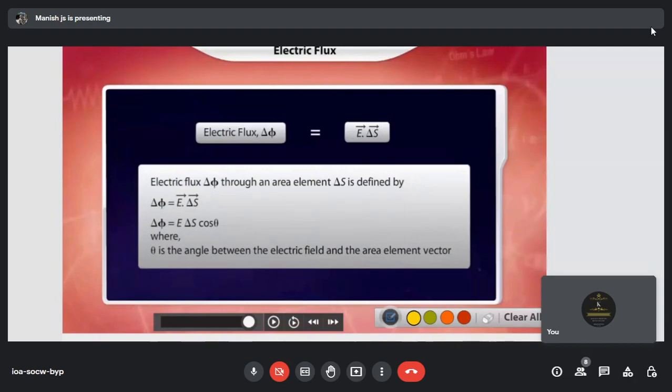So here the electric flux is given by the area element. So we can express this as the dot product of electric field intensity, the electric field vector, and the area vector, which is unit normal to the surface. And theta is the angle between the electric field and the area vector. Okay, so that's the idea. So we'll move on. This could be further written as follows, where theta is the angle between the electric field and the area element.